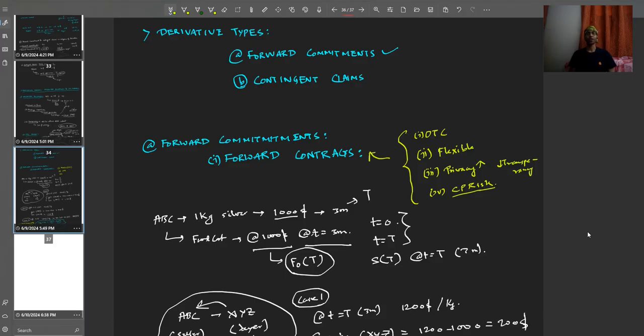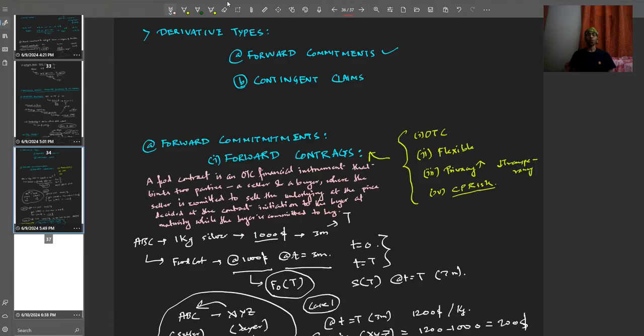Now, based on these features, we can define a forward contract also. A forward contract is an over-the-counter financial instrument that binds 2 parties, a seller and a buyer, where the seller is committed to sell the underlying at the price decided at the contract initiation to the buyer at maturity, while the buyer also is committed to buy it at the pre-decided conditions at maturity. So both parties are bound by the contract. They have to fulfill the commitment. So this is what a forward contract stands for.